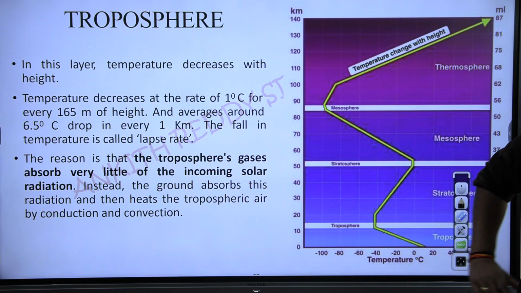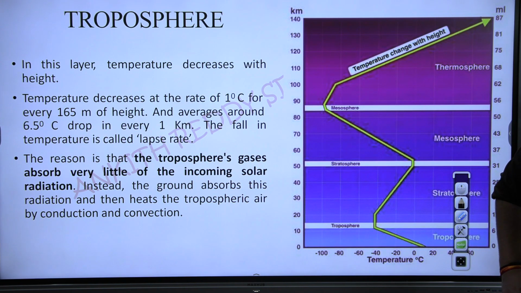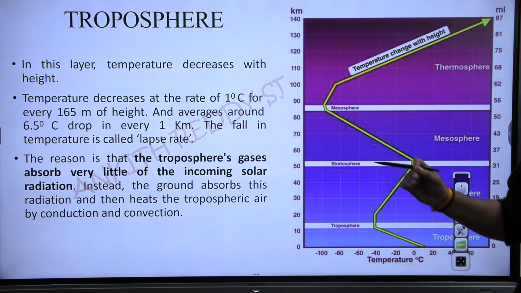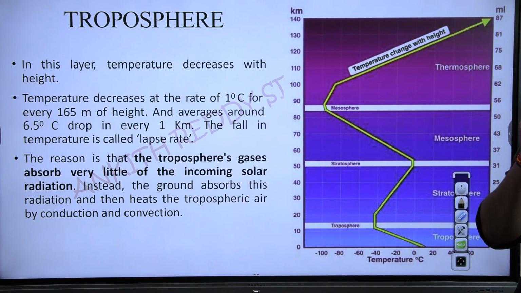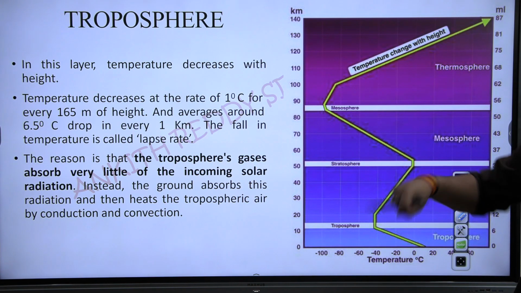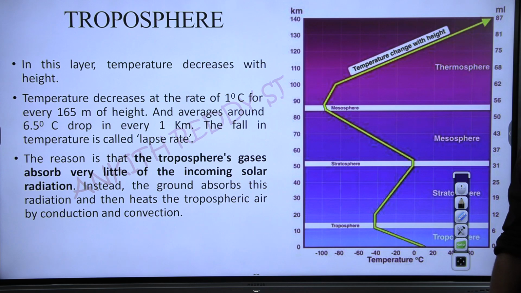In this layer, temperature decreases with increasing altitude. This is called the normal lapse rate. Temperature decreases at the rate of 1 degree Celsius for 160 meters, or a 6.5 degree drop for every 1 kilometer. This fall in temperature is called the normal lapse rate. What is the reason? The gases in the troposphere absorb very little of the incoming solar radiation. Instead, the ground absorbs the heat, and this radiation heats the atmosphere.